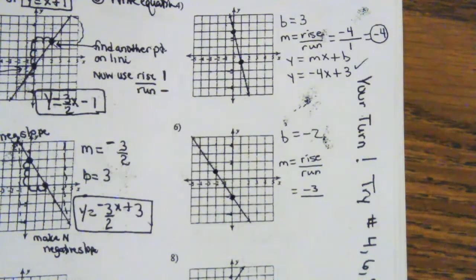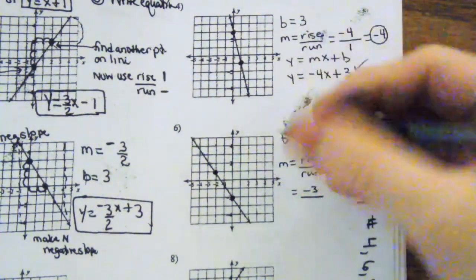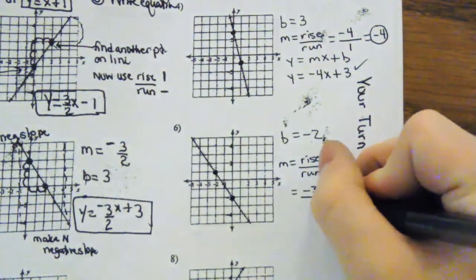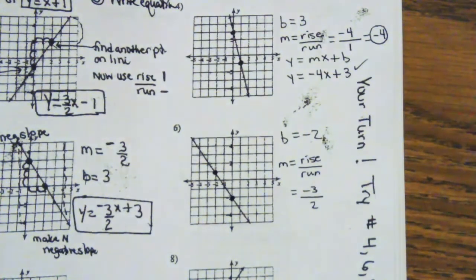How far to the right do I need to go? That's going to be my run. Well, this is pretty easy. I just need to go to the right twice. So my run is going to be 2. So -3/2. I can't really simplify that anymore. So I'm going to leave my slope as a fraction, -3/2. Okay, so now that I have my slope and I have my y-intercept, I can write my line as y equals mx plus b.